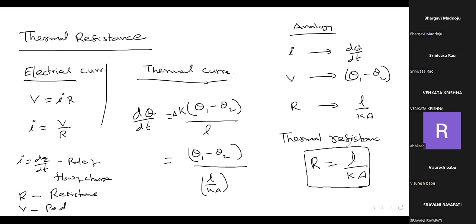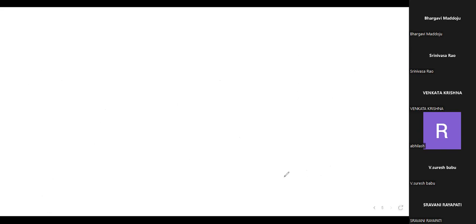Now, the next topic: if different slabs or different conducting materials are connected in series and parallel, how does the rate of heat flow change, and how do we calculate the effective thermal conductivity? If you want to copy this, copy this page. First, I'll discuss when different rods are connected in series.